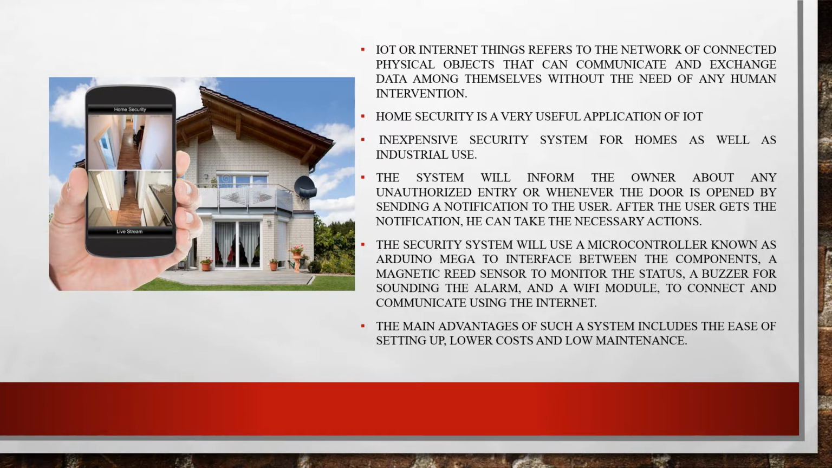IoT, or Internet of Things, describes the physical objects with sensors, the software related to that, and other technologies that connect and exchange data with other devices or systems through the internet or some communication networks. The home security system is a very important application of IoT.